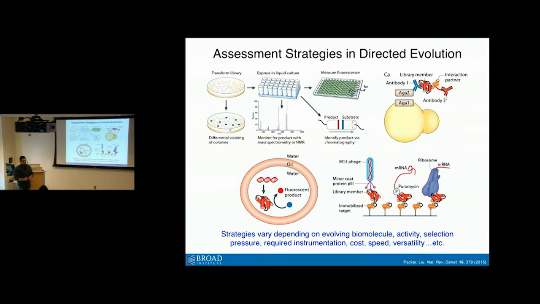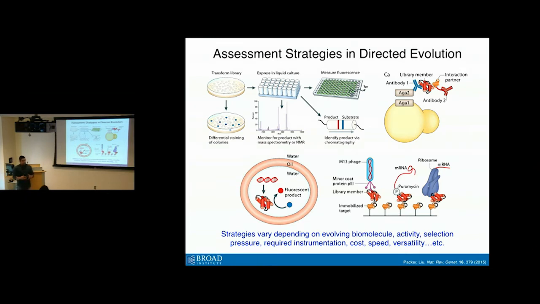For the assessment strategies, there are a wide host of different techniques that have been developed for the past 3 or 4 decades that enable you to do work across a whole host of different organisms to select for a number of different parameters and activities. And this slide is just meant to highlight a couple of those in that you can incorporate things that are pretty high tech, like mass spec or HPLC to influence the selection, or you can do things that are as low tech as display mechanisms to be able to select for binding activity.